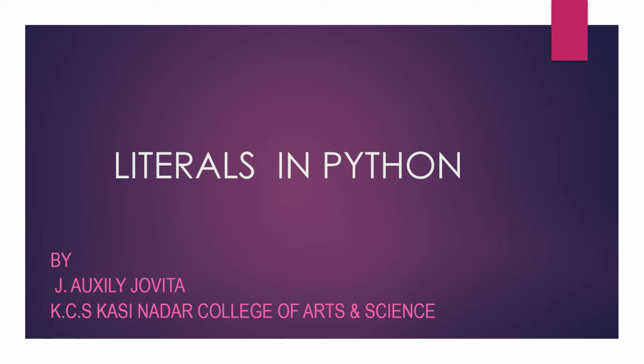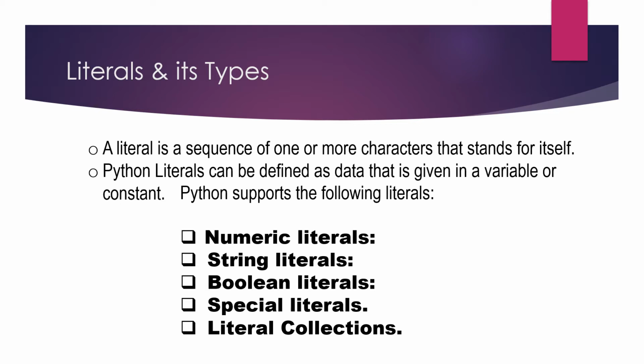In this video, we are going to discuss literals and their types in Python. What are literals? A literal is a sequence of one or more characters that stands for itself. Python literals can be defined as data that is given in a variable or constant. Python supports the following literals: numeric literals, string literals, boolean literals, special literals, and literal collections. Let us discuss one after the next.